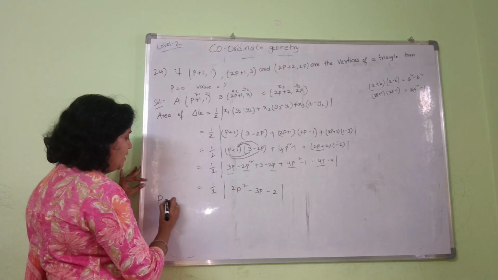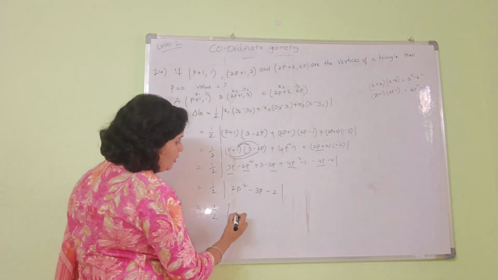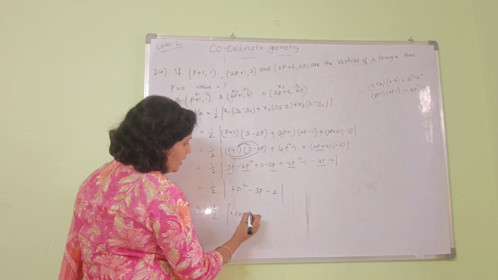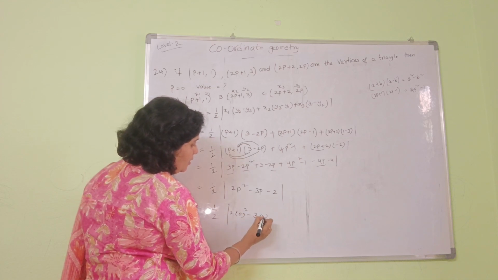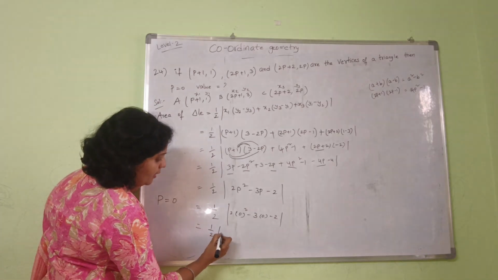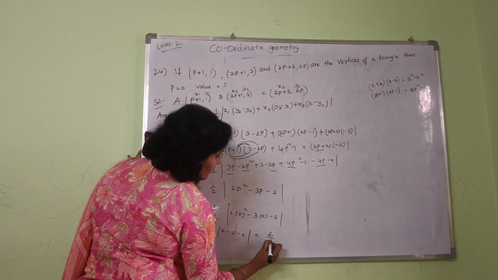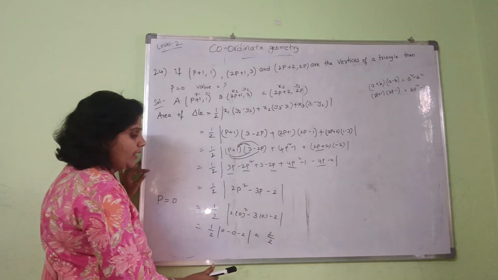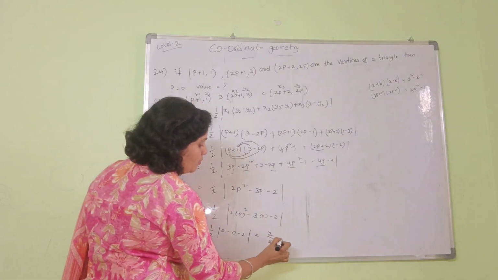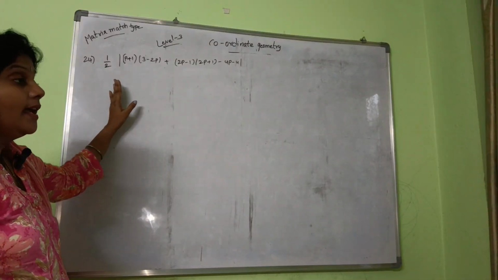So now we have to keep the p value as 0. That is equal to 1/2, p value 0. So 2 into 0 minus 3 into 0 minus 2. So 0 into anything is 0. So 1/2 into 0 minus 2. That is equal to 2 by 2. Why? Because mod is there, so negative value will become positive. 2 by 2 is 1. Okay.